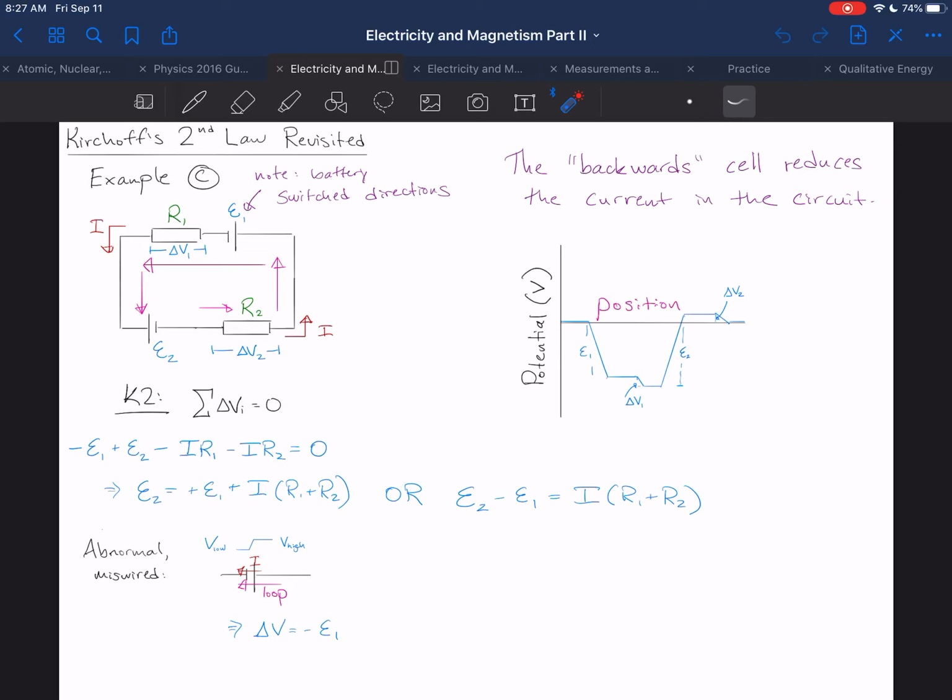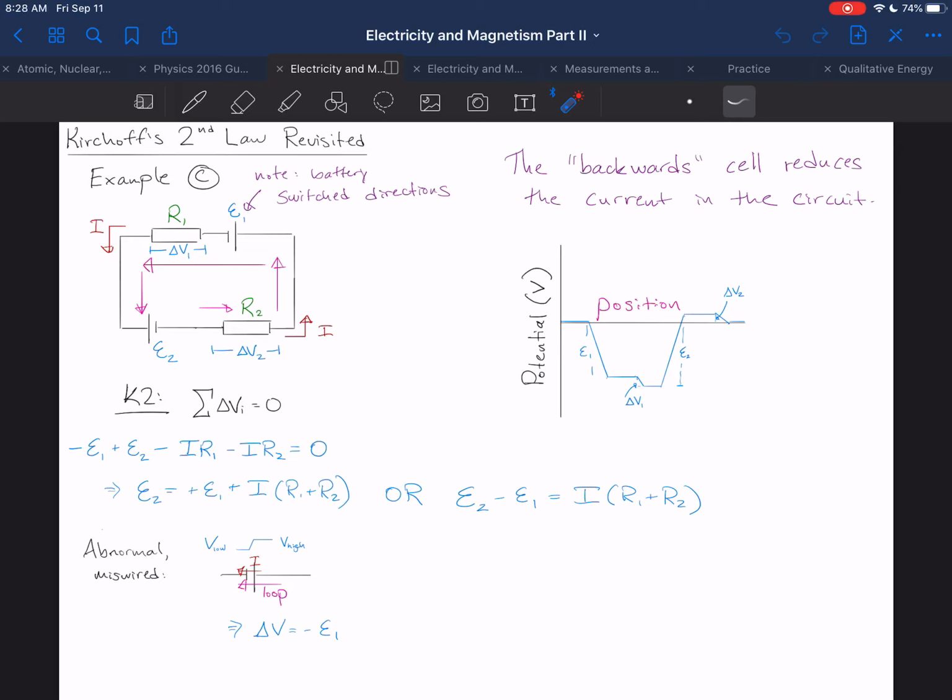So given that, what does our potential graph look like? Now we say, okay, we're going to start here again. Here we're at 0 potential, and then we drop through EMF1. Then we drop through delta V1, and then we rise through EMF2, and then drop through delta V2. Notice that because EMF1 is miswired, it's backwards, delta V1 and delta V2 end up very, very small.